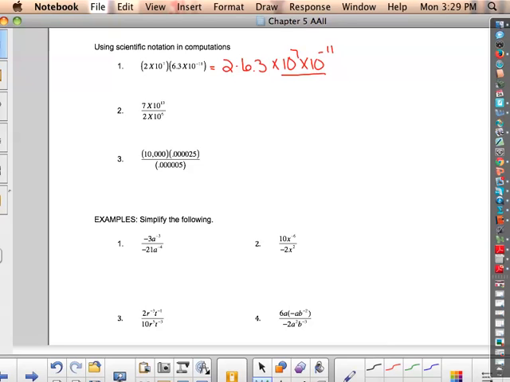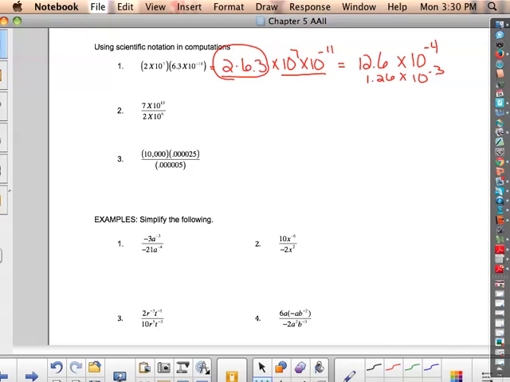So here I have bases that are alike, so I can use the rules for exponents. I'm going to go ahead and multiply the 2 and the 6.3, which gives me 12.6, times 10 to the -4. Remember, if bases are alike, I'm adding those exponents. Now I want to rewrite that with one significant digit, so I'm going to move that 1 unit to the right. I get 1.26 times 10 to the -3.